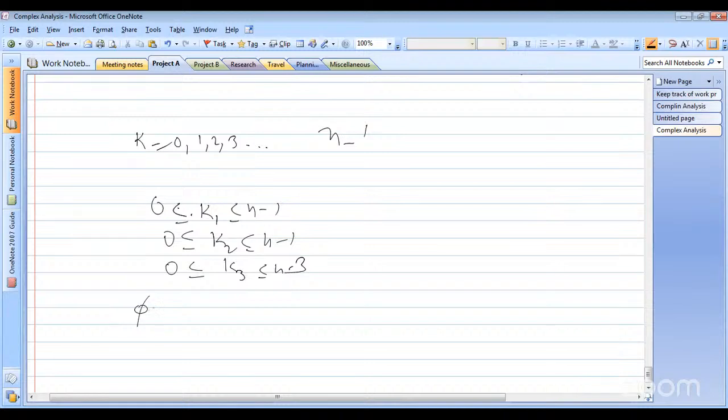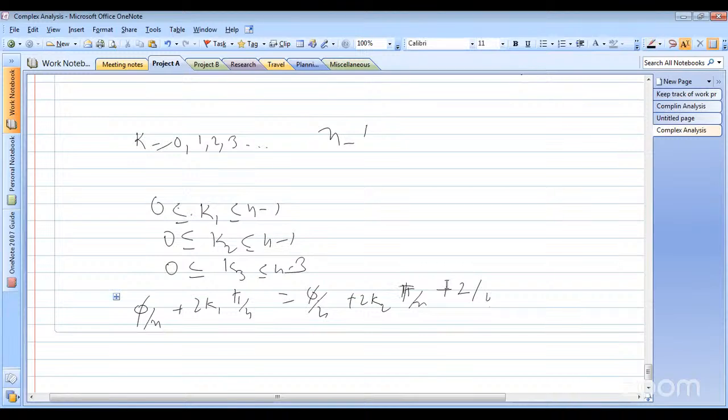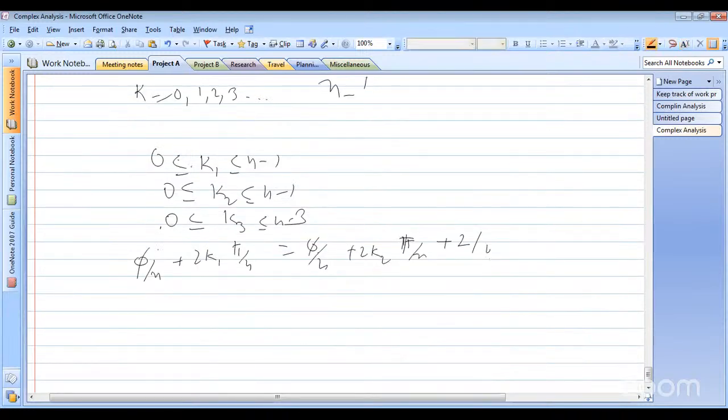So we write phi by n plus 2 k1 pi by n is equal to phi by n plus 2 k2 pi by n plus 2 L pi, where L is an integer. This in turn implies that 2 times k1 minus k2 times pi by n is equal to 2 L pi, which is impossible unless k1 minus k2 is equal to 0 and L is equal to 0.